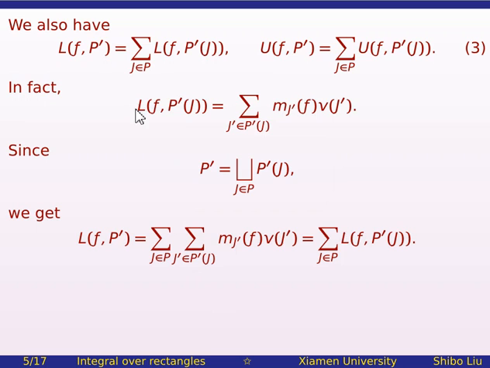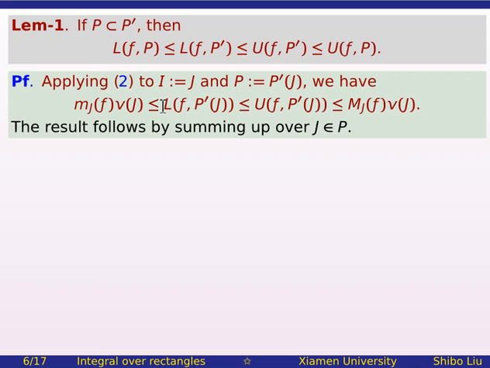That is, L(f,P prime) is the sum of L(f,P prime,J) over all J from P. Using this result here, summing over J from P gives you L(f,P prime). So this proves the first inequality, and the other inequality is similar.